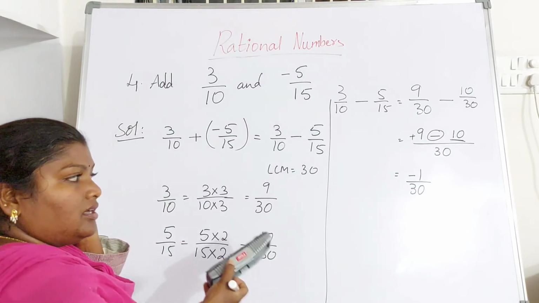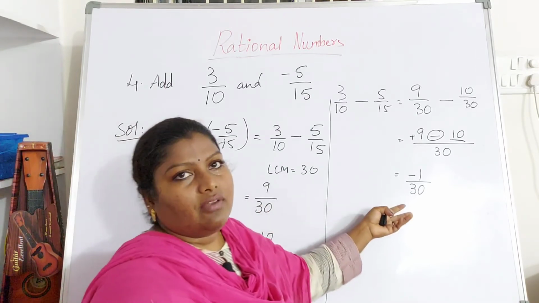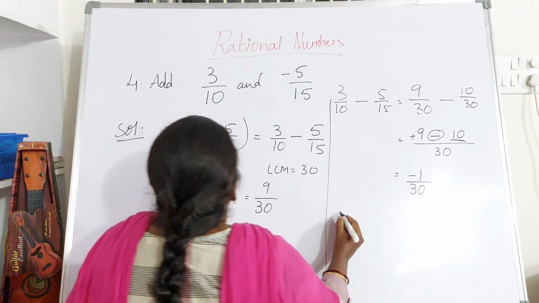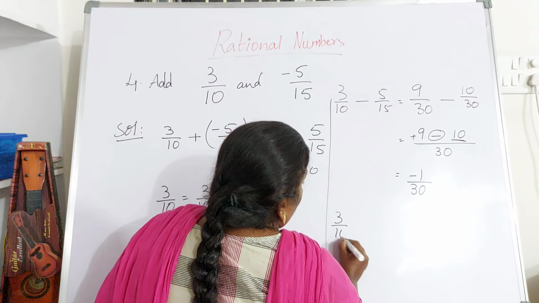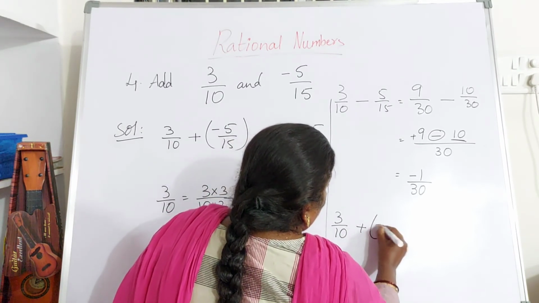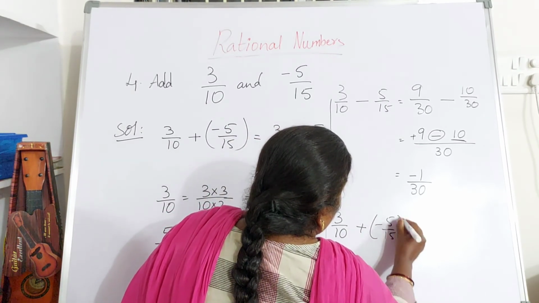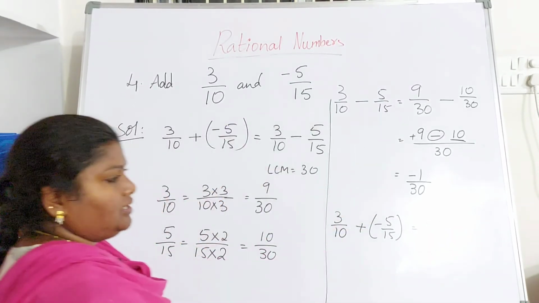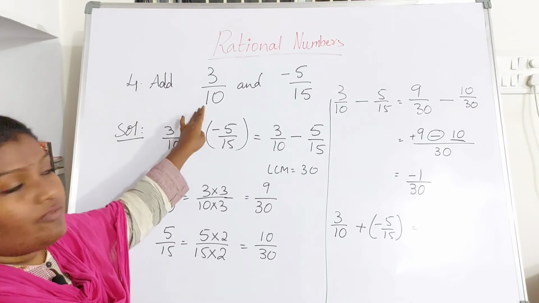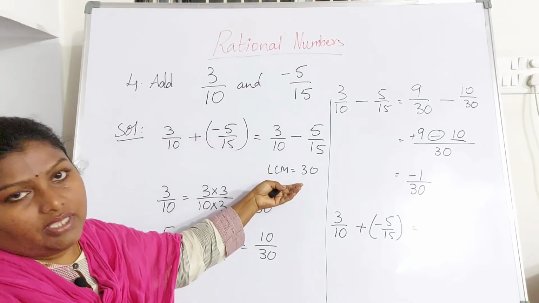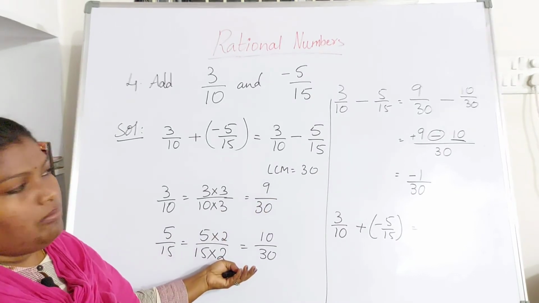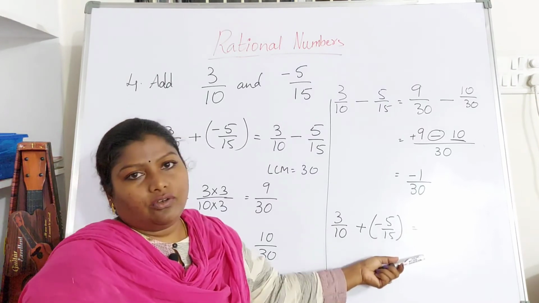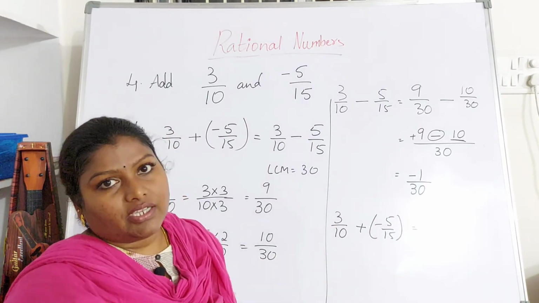Yes, it's a proper fraction. Here there is no need to convert into a mixed fraction. You can leave it as it is. So at last write down, 3 by 10 plus minus 5 by 15 is equal to minus 1 by 30. Yes. Now if it is an unlike fraction, first you have to find the LCM, make the denominators the same, then do the addition or subtraction. So this is the process you are going to follow when it is an unlike fraction.